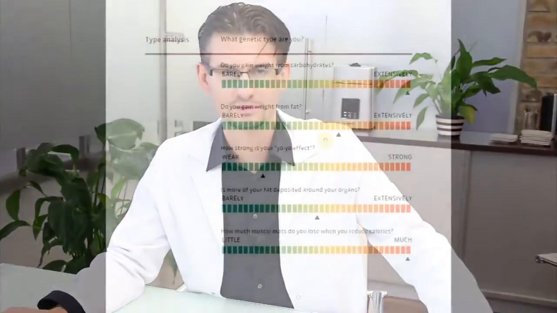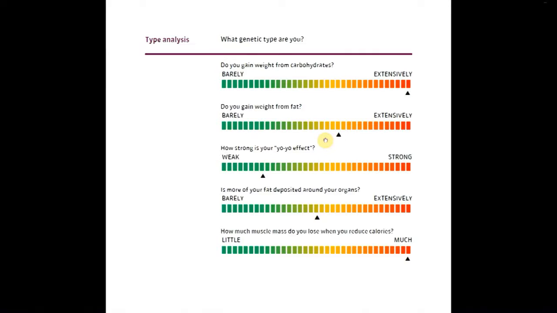How strong is your yo-yo effect, the rebound effect? So you've lost weight, you start eating more again, and then you are right back where you started within a few weeks or months. Some people have a very strong yo-yo effect, so they rebound very quickly. Others have a very weak rebound effect. It just means that if your arrow is down here, you need to stay disciplined, because otherwise all of the work that you're putting in, all of the energy that you're putting into weight loss is going to be for nothing, because you're back to where you started within a short time.